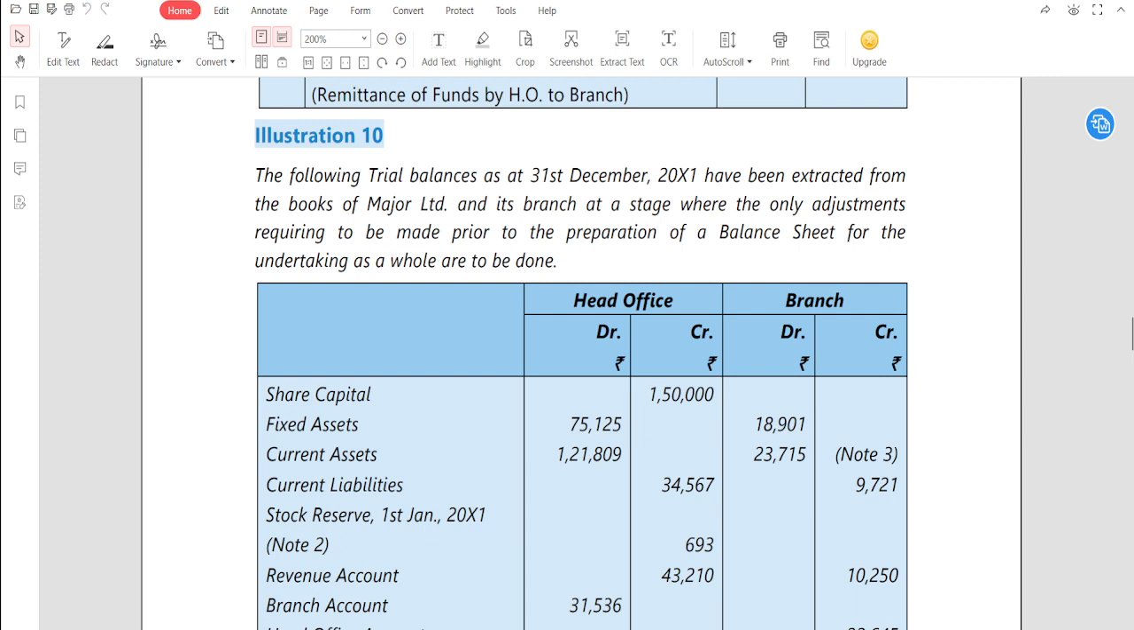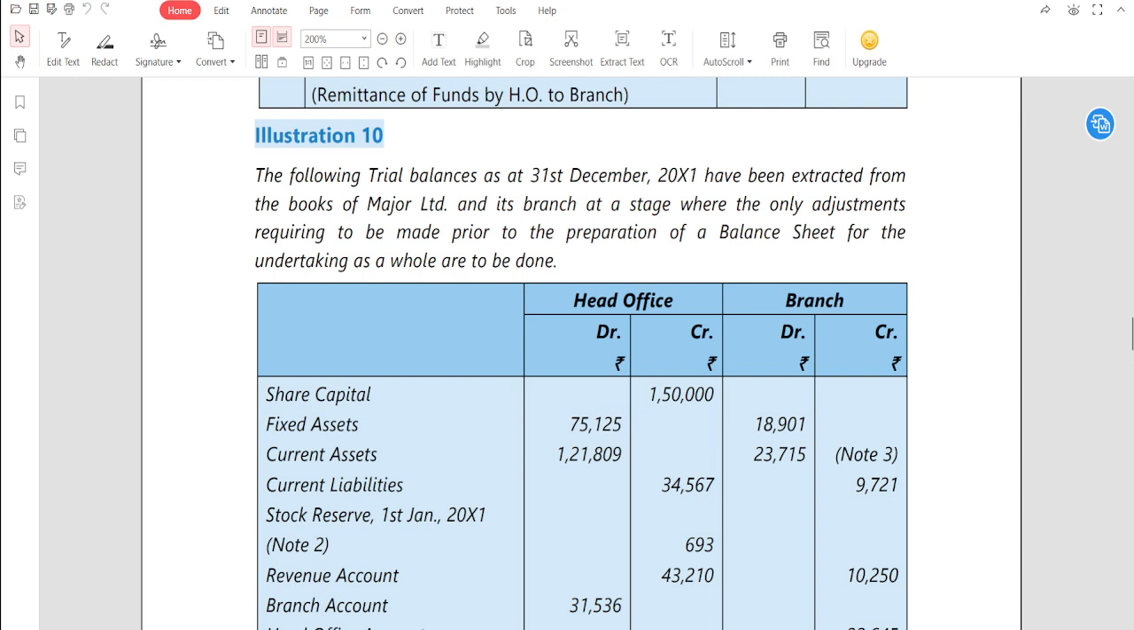the books of Major Limited and its branch at a stage where the only adjustments requiring to be made prior to the preparation of a balance sheet for the undertaking as a whole are to be done. Means the adjustments required to be done have been given below, that they are saying. Okay, the trial balance is given in terms of the HO and branch.